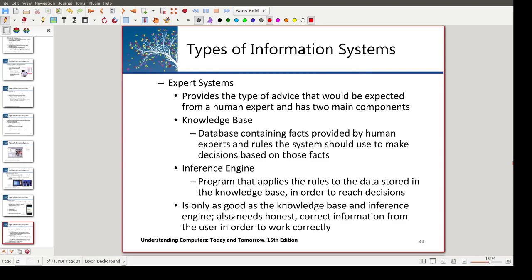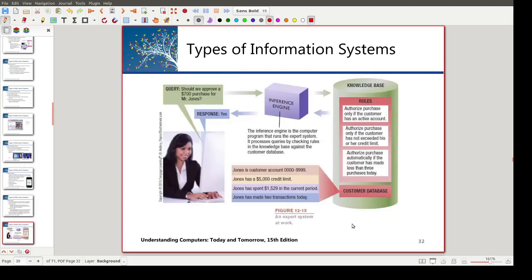It is only as good as the knowledge base and the inference engine. So if your knowledge base is good and the inference engine program is good, then you have a good expert system. And it needs honest, correct information from the user in order to work correctly. So this is how expert systems work in reality.